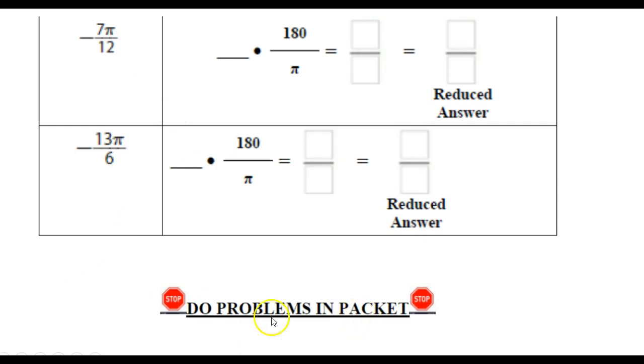And just like it says here, we're going to stop here after these next two to have you do some of the credit work in the packet. Okay, so let's go ahead and finish off these two. That would be -7 pi over 12. So let's go ahead and multiply our denominators. That would be 12 pi. -7 times 180 would be about -1260 pi. Pi's will cancel out.